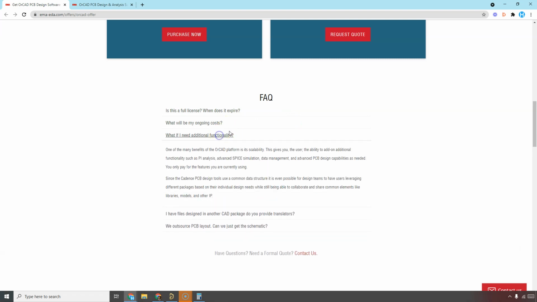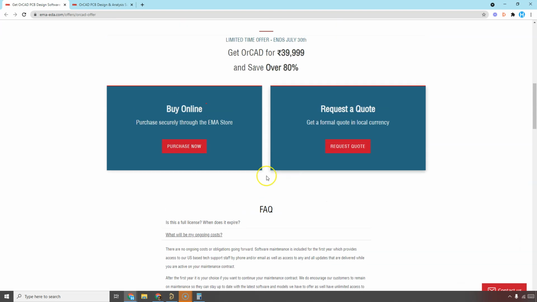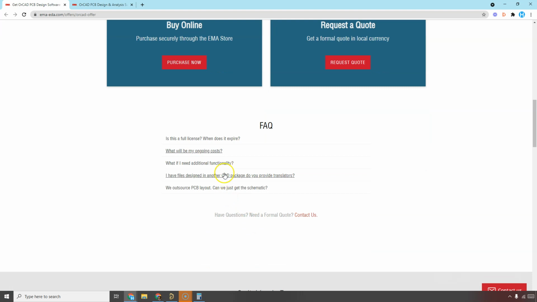And what will be your ongoing cost? There are no ongoing costs or obligations moving forward for the perpetual license. Okay. If you do get the 1 year license, then it does expire after a year, of course.